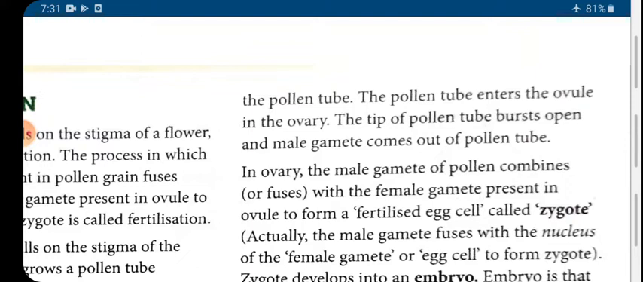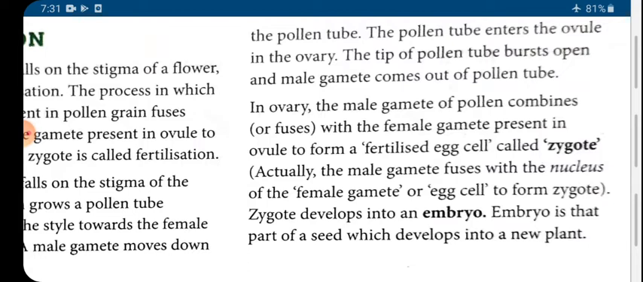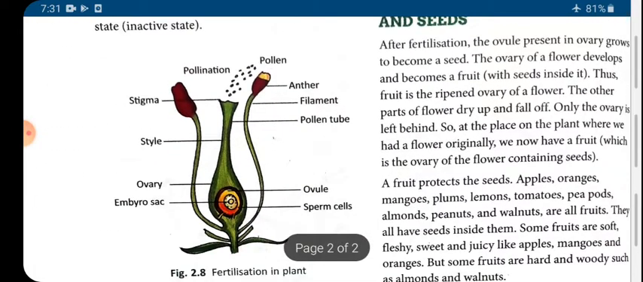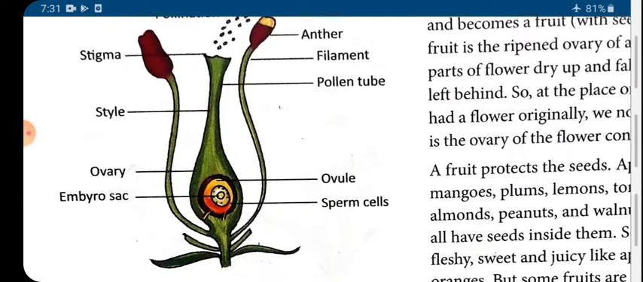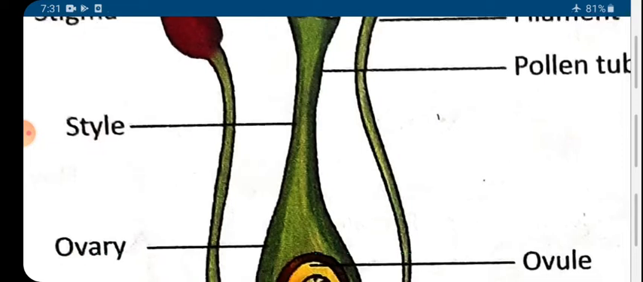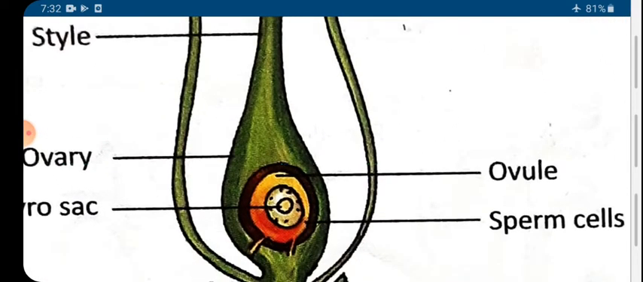Okay, now in the ovary the male gamete of the pollen combines with the female gamete present in the ovule to form a fertilized egg cell called zygote. Students, we have already talked about what is in the ovary: the broad place. Okay, let me show you a diagram. Students, you can see here. It's very simple to understand. This is the stigma. This neck-like structure is called style, and this broad part is called ovary.